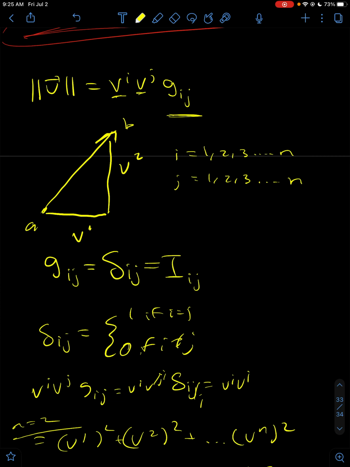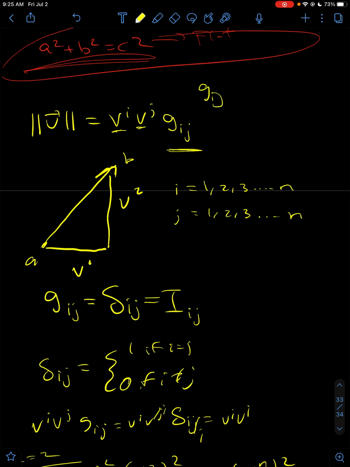If your space is curved, and g_ij is some other thing, like, I don't know, 3x plus 3y or something. It could be a field. It could be a constant that's not 1 and 0. Then your metric, the length of your vector, this should actually be the length of the vector squared. Actually, the length of the vector will change. But basically, the length of the vector in general is the square root of v^i v^j g_ij.